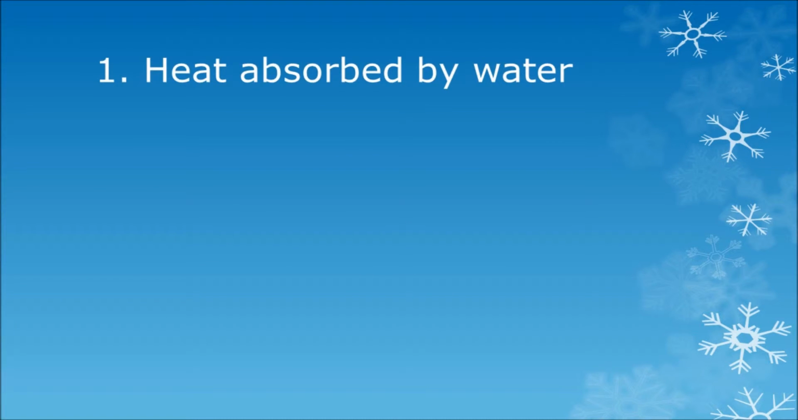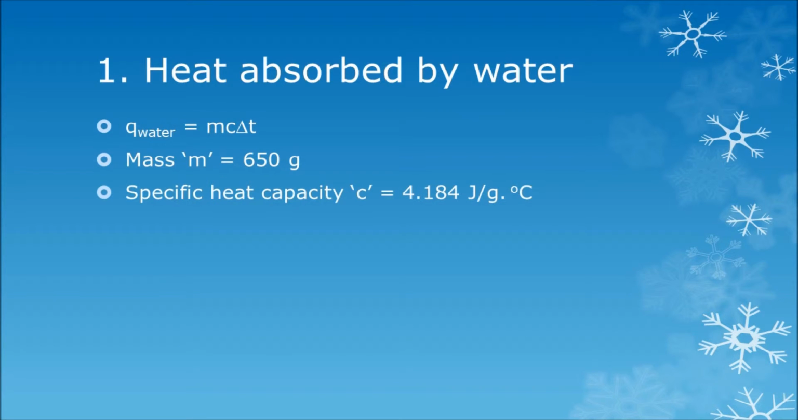Here is a calculation showing the amount of heat energy absorbed by water. We need to know the amount of water we have, we need to know the specific heat capacity of water, and we need to know the rise in temperature. Q water is equal to mc delta T. m is the mass, which is 650 grams. Specific heat capacity, c, is 4.184 joules per gram per degree Celsius. Delta T, the rise in temperature, T2 minus T1, is 6.4 degrees Celsius.